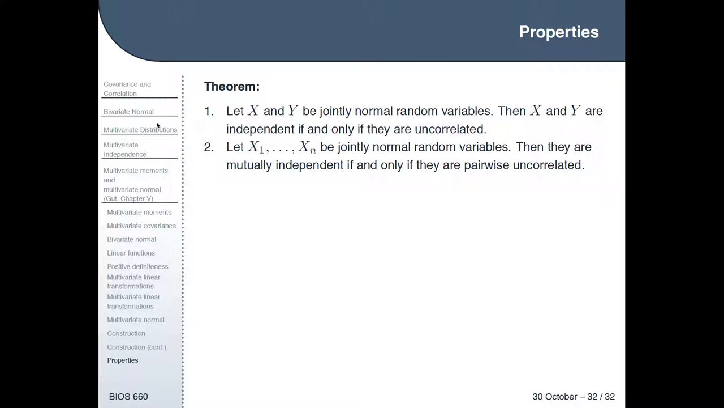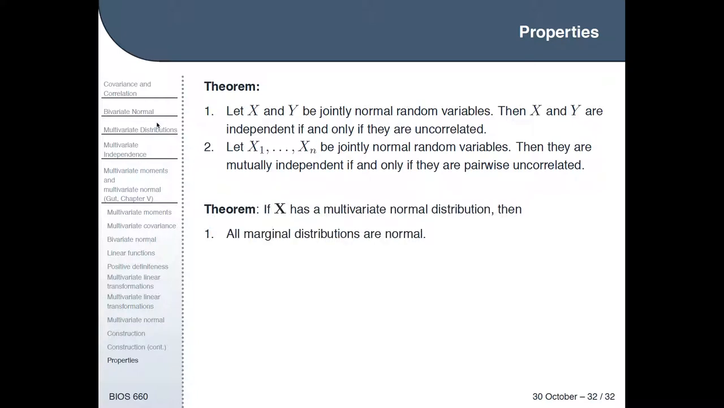And likewise, if you have a bunch of jointly normal random variables, they're mutually independent if and only if they're pairwise uncorrelated. Once again, in general, uncorrelated does not imply independent, and moreover, pairwise independence in general does not imply mutual independence, but both of those things are true in the case of the normal distribution. If a bunch of jointly normal random variables are pairwise uncorrelated, then they're all independent of one another.